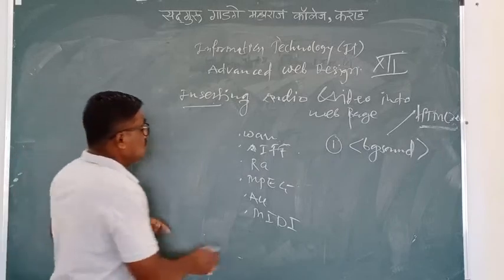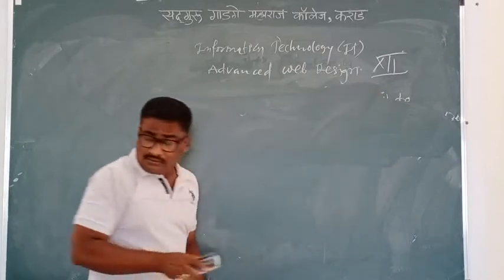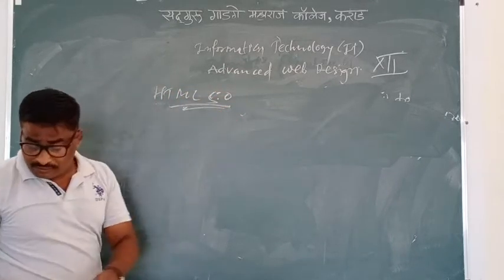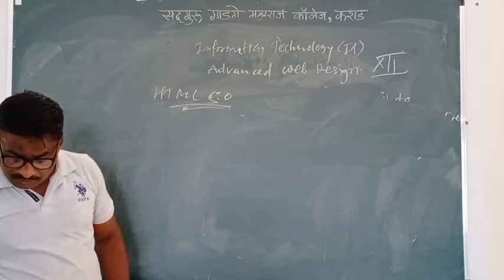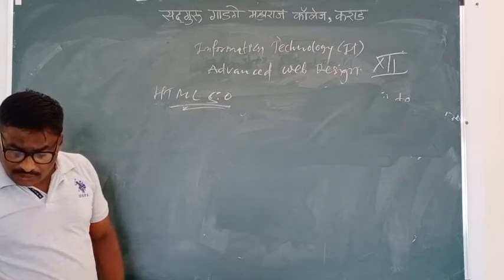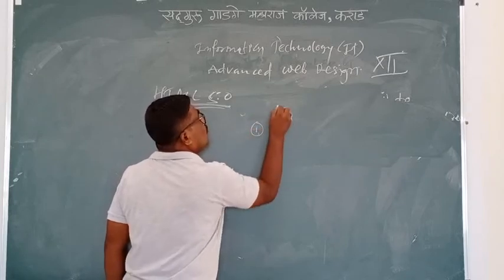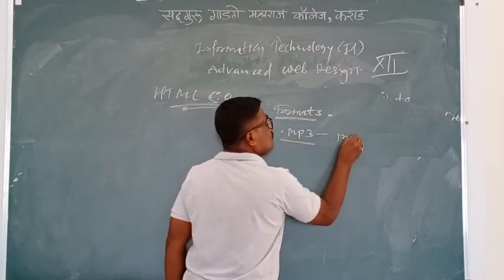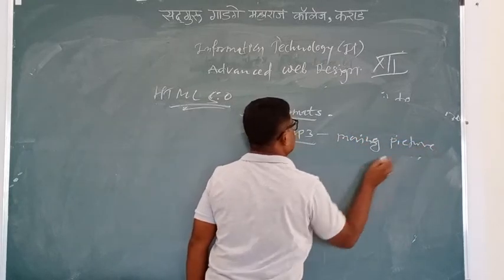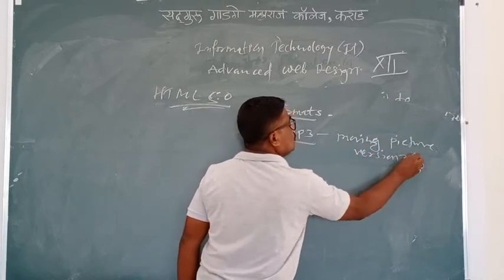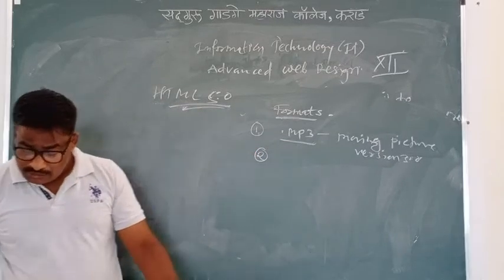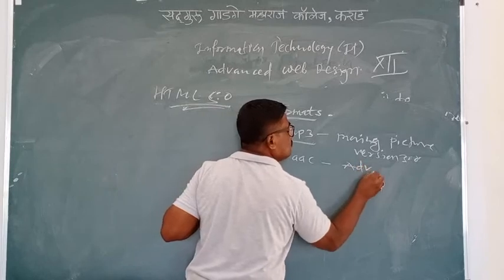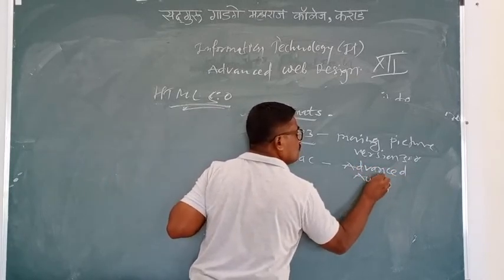For HTML 5.0, the audio tag is used, and the formats are .mp3, the first format, moving picture experts group audio layer 3. The second one is .aac, advanced audio coding.